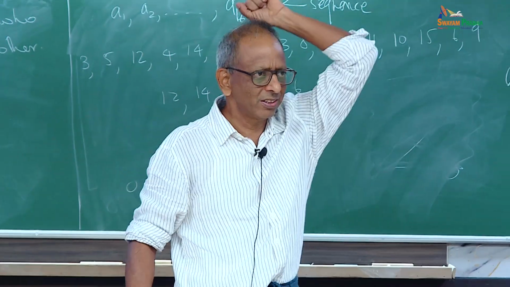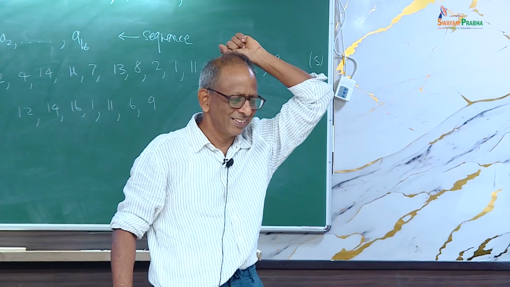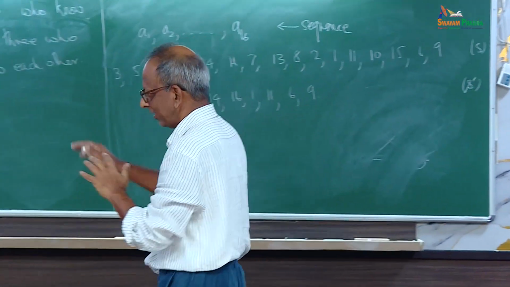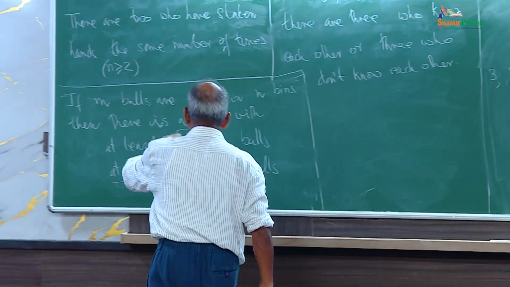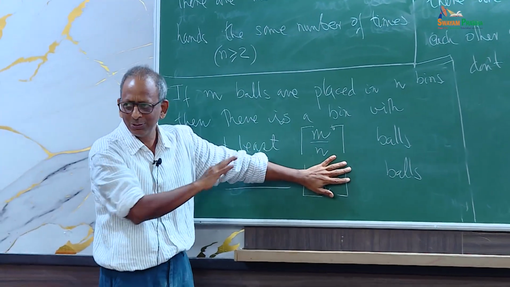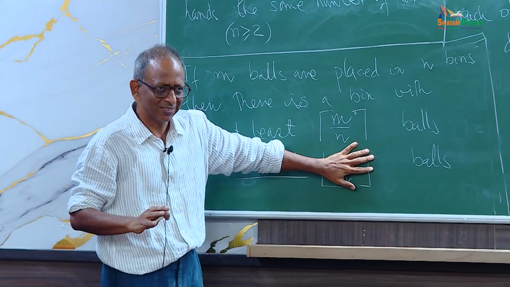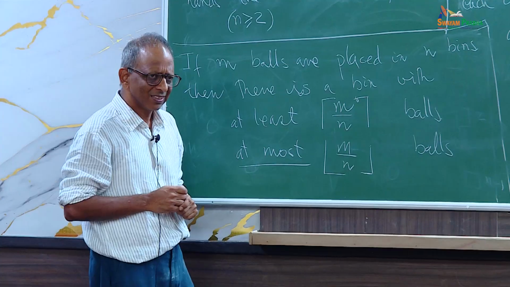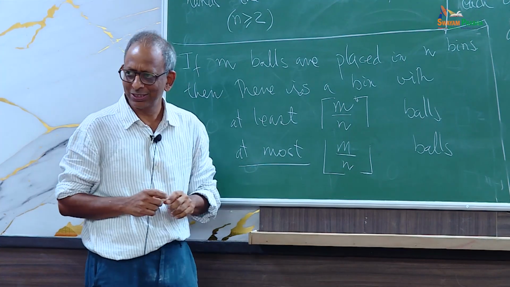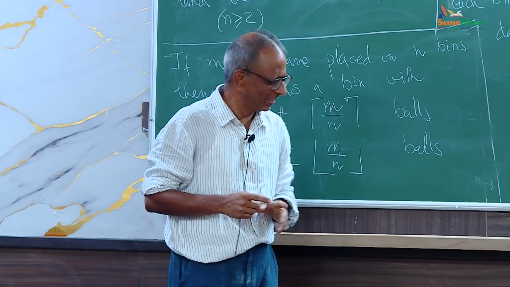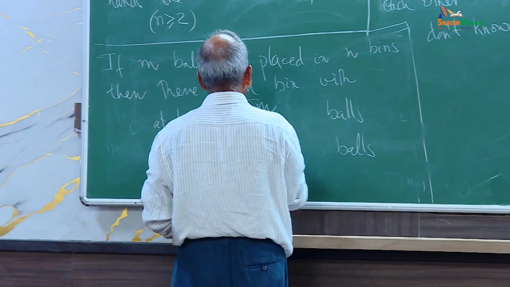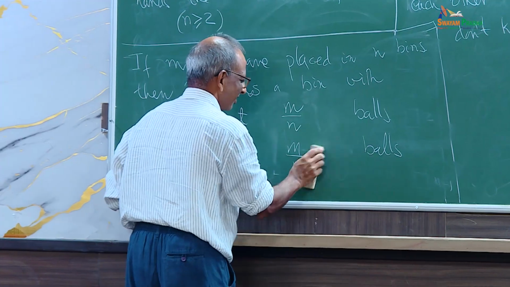You had a point. Why is it ceiling for at least and floor for at most? I don't want to start a fight between them, but each of them individually is true, right? I don't know how to answer that question. I would just leave it at m by n, and the rest you conclude because things are integers. Okay.